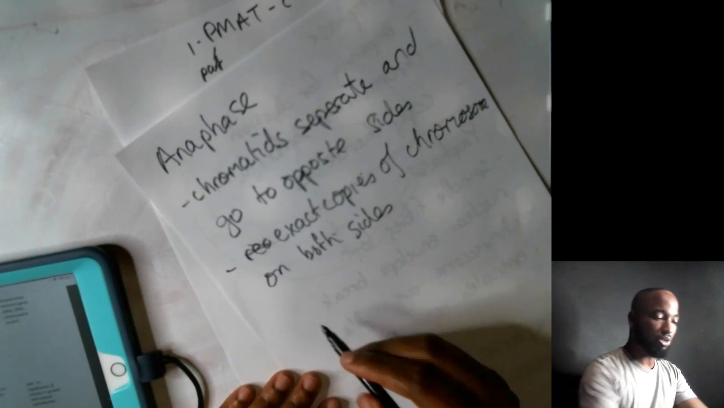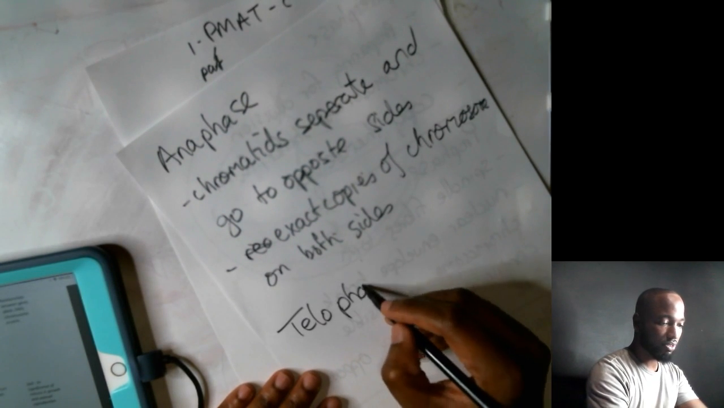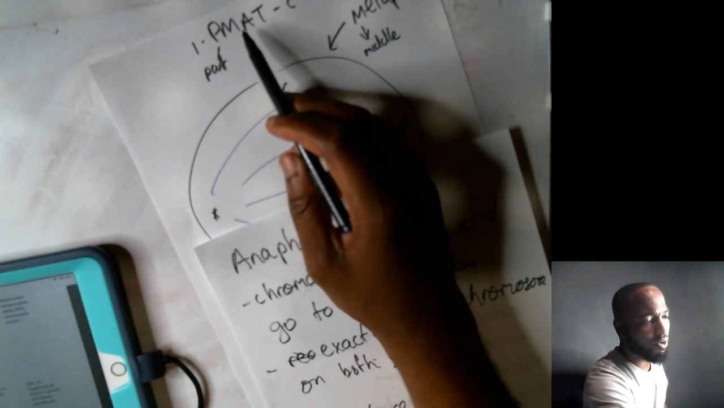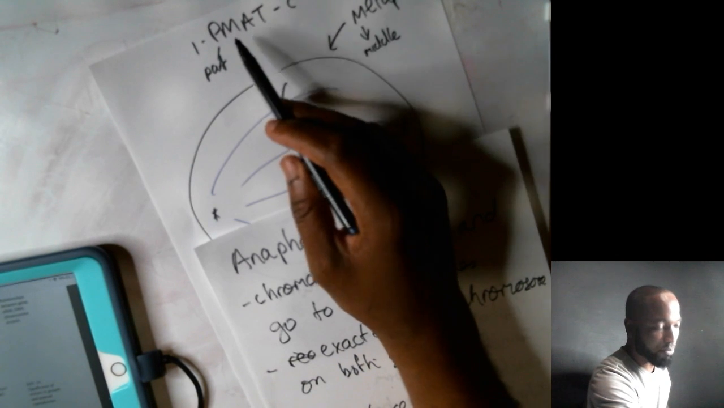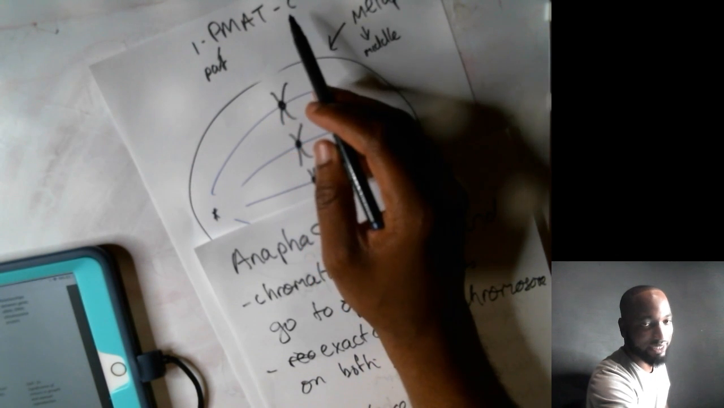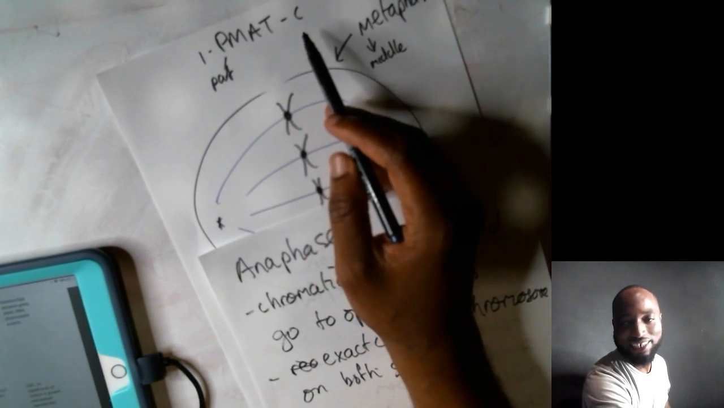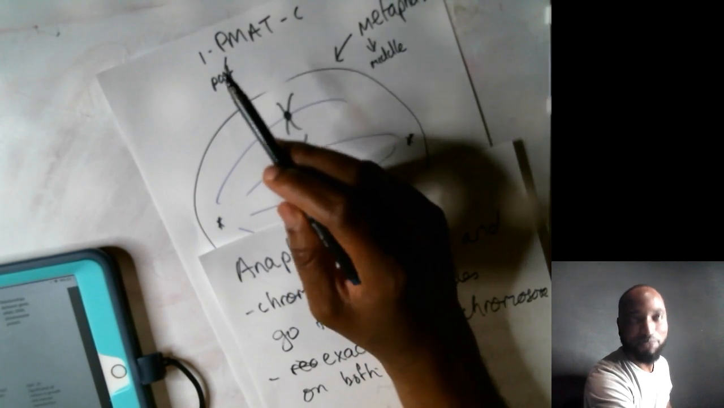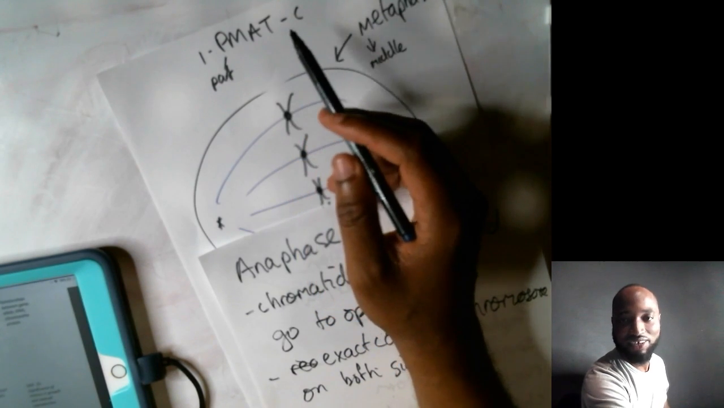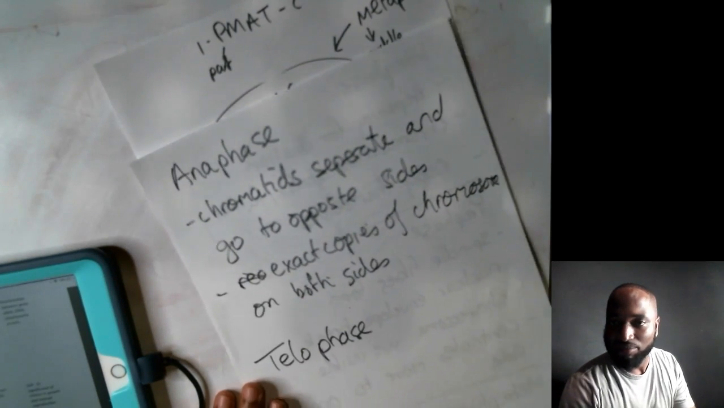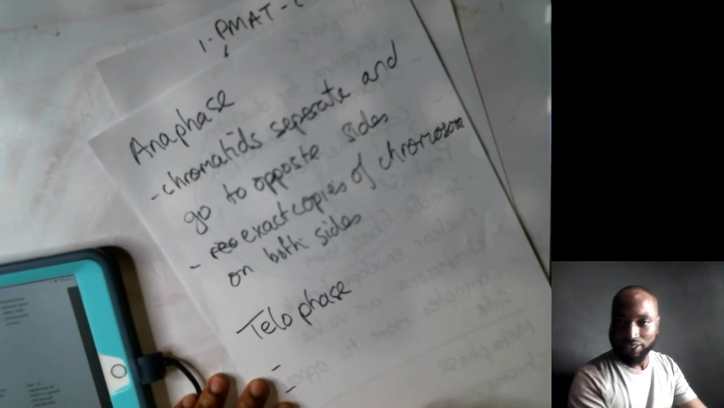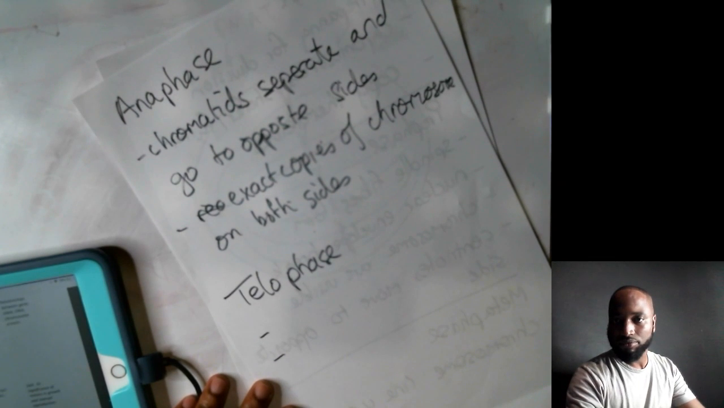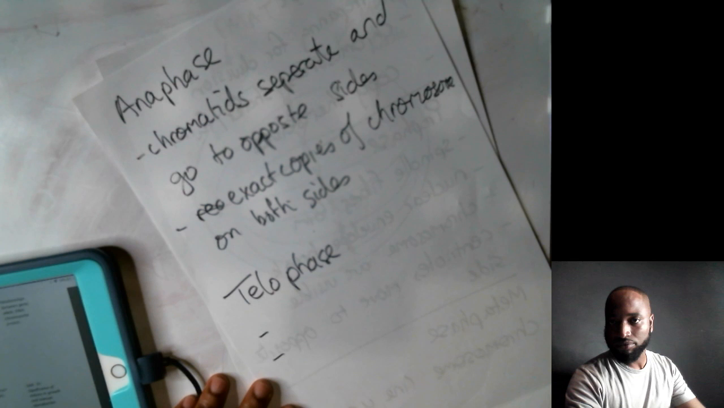Alright, and the next phase would be the telophase. Oh, and always remember it's promet-anatello. Yeah, I used to be saying that to myself too, promet-anatello. So just make sure I remember this and remember the prophase, metaphase, anaphase, telophase. Yeah, so telophase, we have what's happening in the telophase here. Could you tell me? What's happening in the telophase?